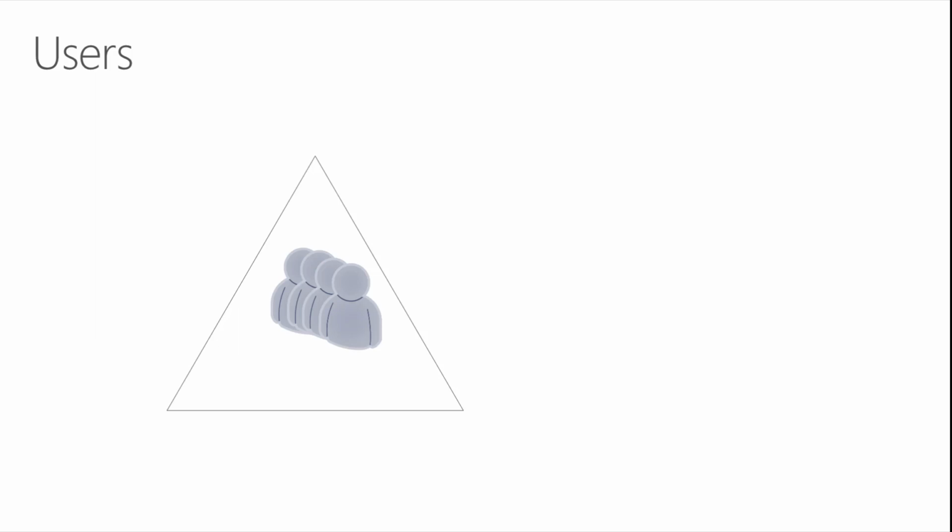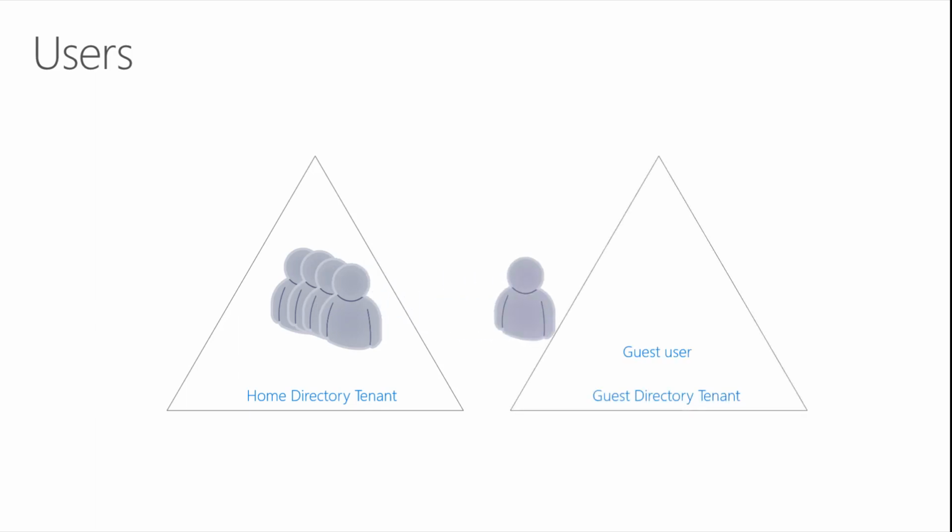Users are always created in the context of a directory. The directory that the user is first created in is called the user's home directory or home tenant. Azure AD has functionalities where users can be invited across tenants. When this happens, none of the properties of the user go over to the other tenant. The credentials and assets of the user still stay in the home directory tenant.